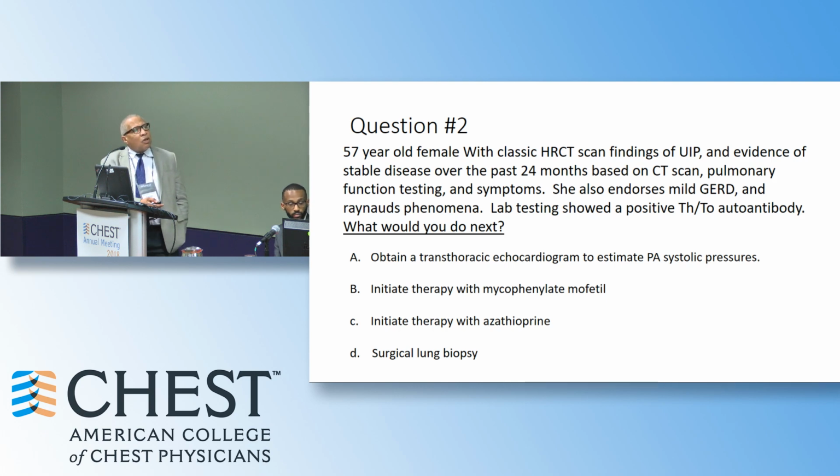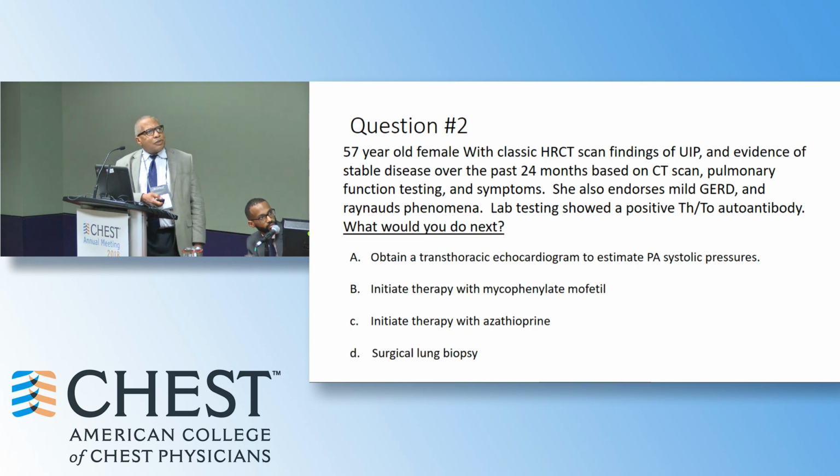Question number 2, a 57-year-old female with classic HRCT findings, evidence of stable disease over 24 months. She has mild GERD, Raynaud's phenomenon, and laboratory testing that shows a positive Th/To antibody. What would you do next? How many would do an echocardiogram? How many would initiate therapy with mycophenolate? How many would initiate therapy with azathioprine? None. Surgical lung biopsy? Sounds like everybody is backing away from this one.